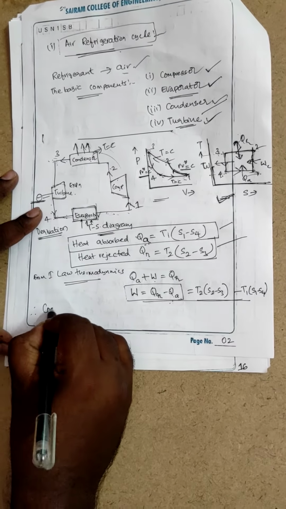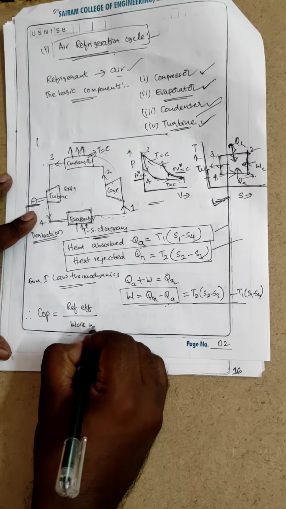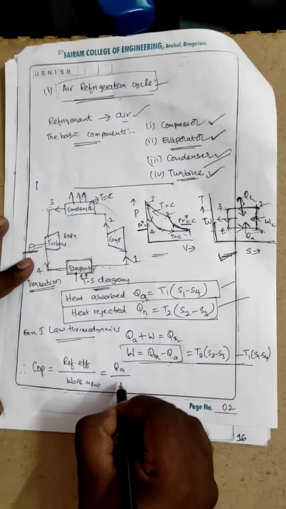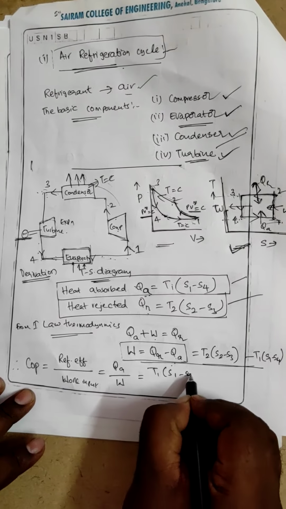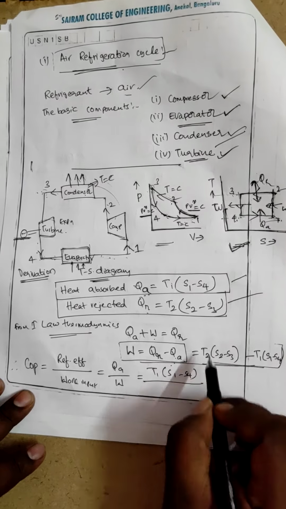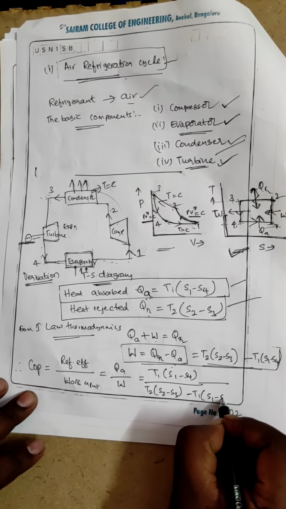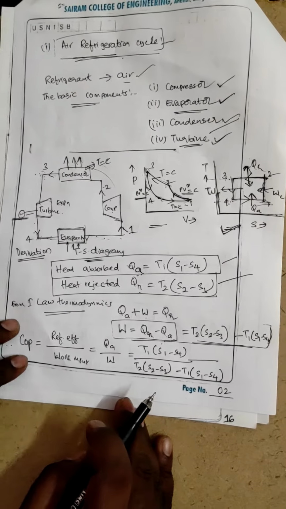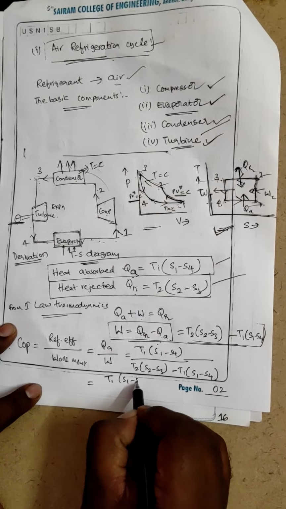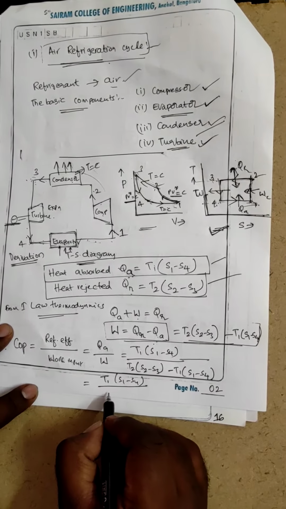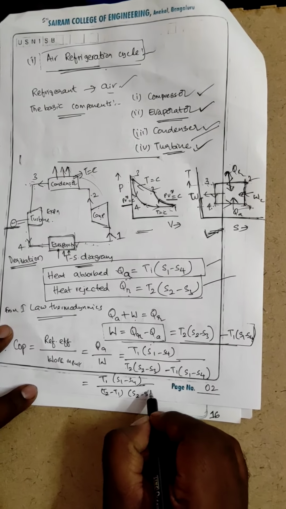Now we will write COP. COP is equal to refrigerating effect divided by work input, which can be represented as QA divided by W. QA is T1 into S1 minus S4. Work done is the entire equation: T2 into S2 minus S3 minus T1 into S1 minus S4. If you take T1 in the numerator, T1 into S1 minus S4, divided by, taking T2 minus T1 separately, S2 minus S3.